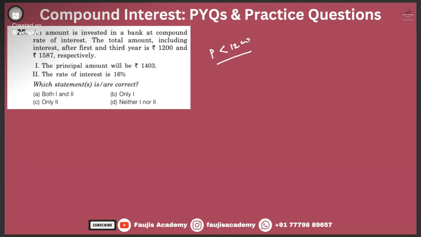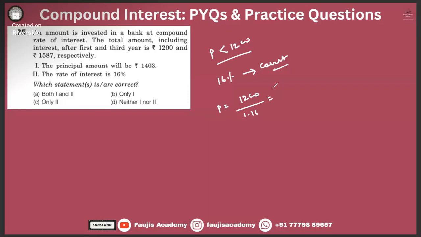That's for sure. An amount is invested in a bank at compound interest rate. The total amount, including the interest, after the first and the third year is 1200 and 1587 respectively. Now, if we assume by any chance 16% to be the correct one, let's say this is the correct one. So what is the principal? Principal is 1200 divided by 1.16, right or wrong?